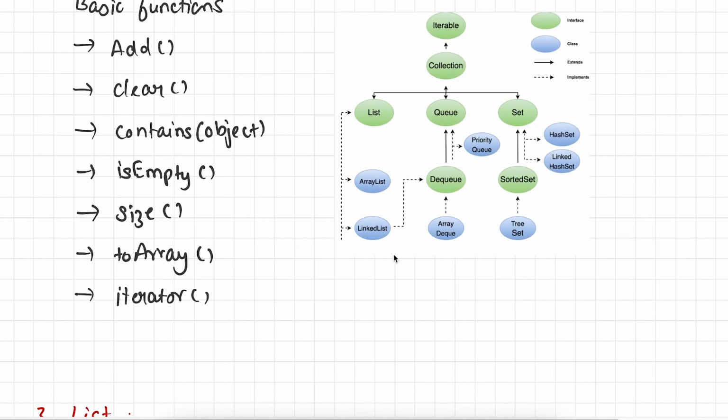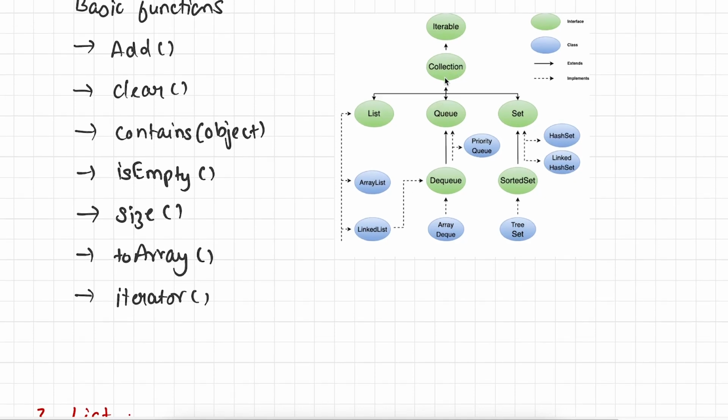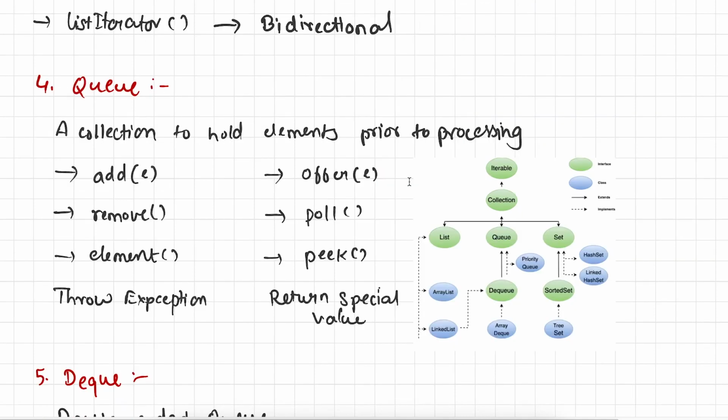The queue interface also extends the collection interface and the iterable interface. So this means queue has all the methods that are available in iterable and collection, and in addition to that, queue also defines some new methods that are specific to queue. So first of all, what is queue? Queue is a collection that holds elements prior to processing. To understand the queue, the best example is a printer queue.